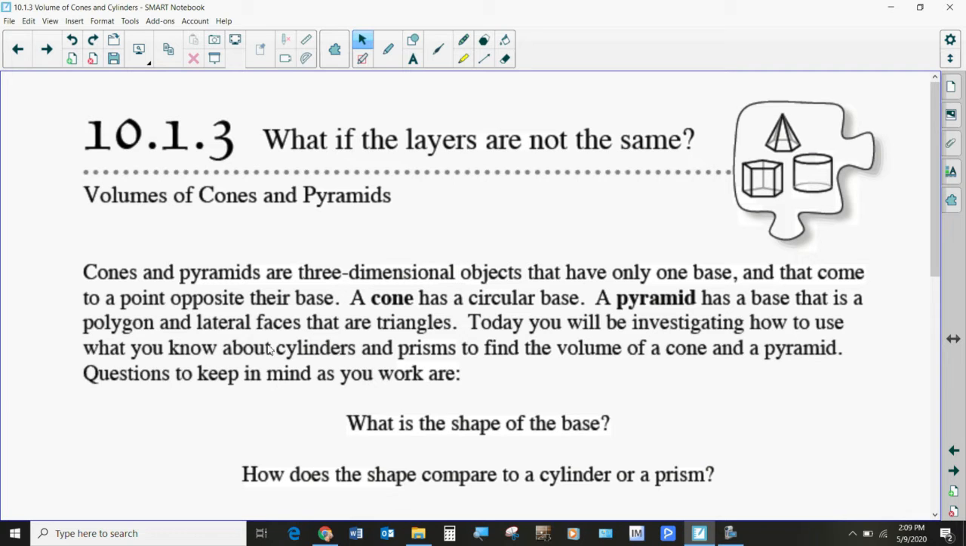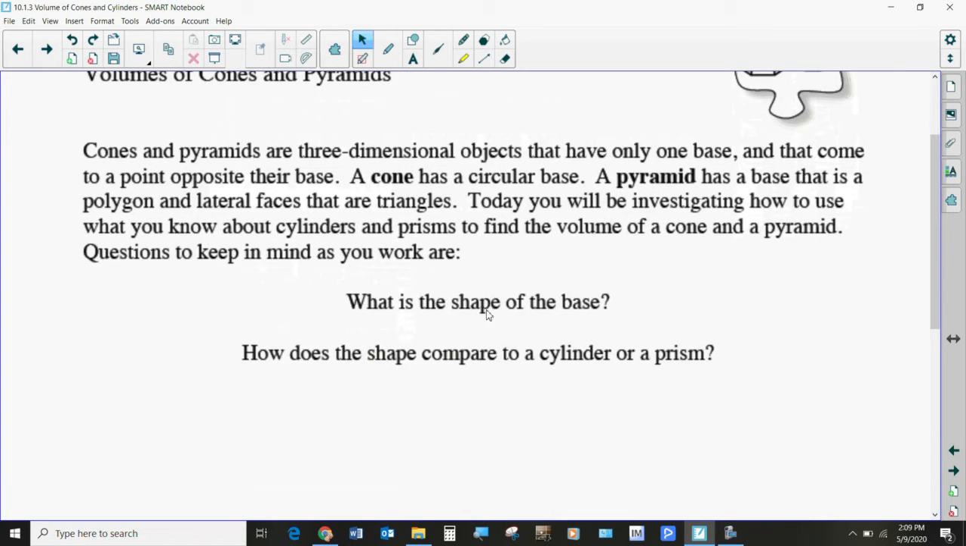So today you will be investigating how to use what you know about cylinders and prisms to find the volume of a cone and pyramid. Questions to keep in mind are, what is the shape of the base, and how does the shape compare to a cylinder or a prism?